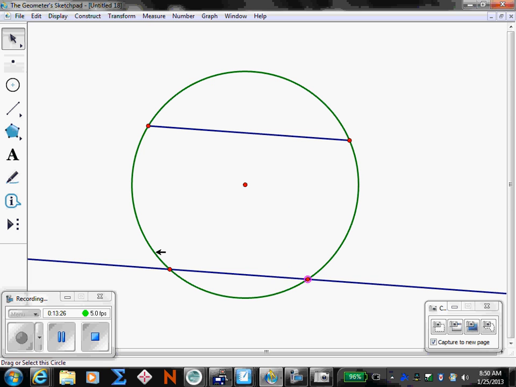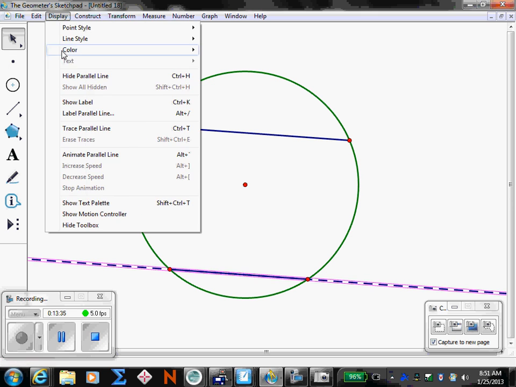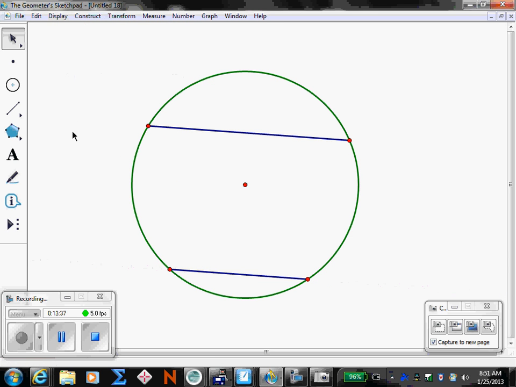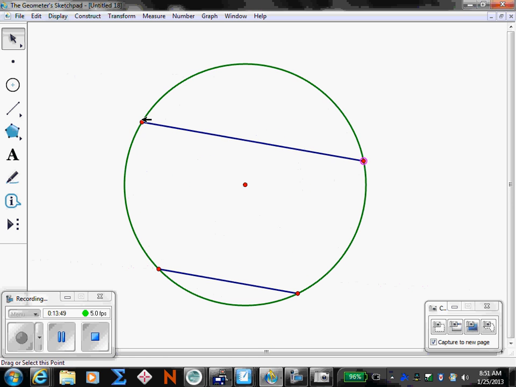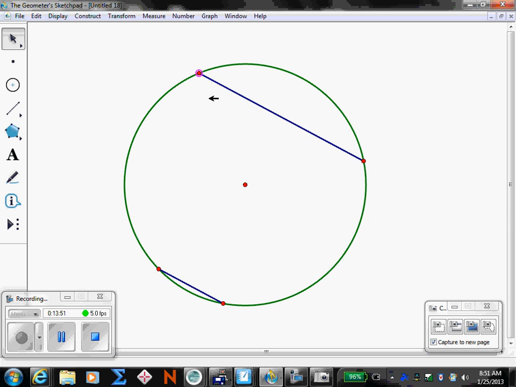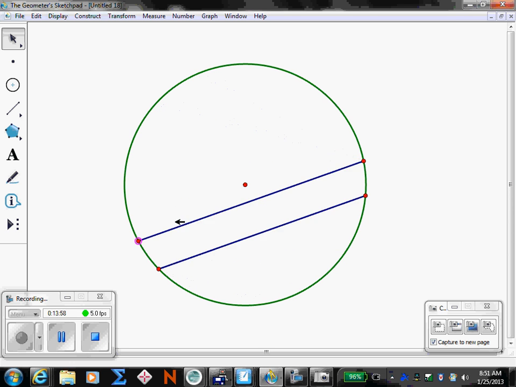Then I can construct a chord. So I have two chords in my circle that I know are parallel. Okay, if I move this, notice my lines stay parallel. I can change the size of my circle by moving this point. But no matter what I do, my lines stay parallel. So here we go with our two parallel lines.